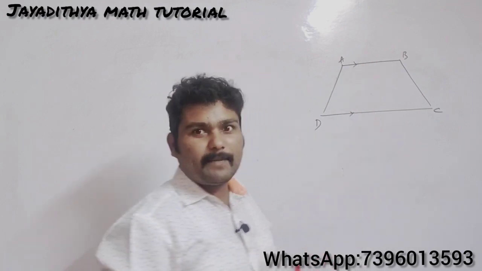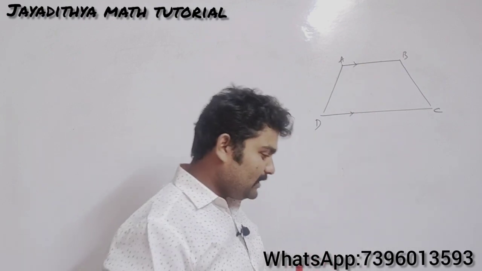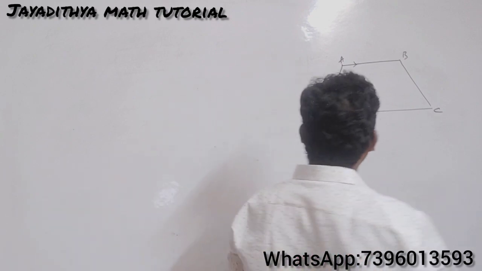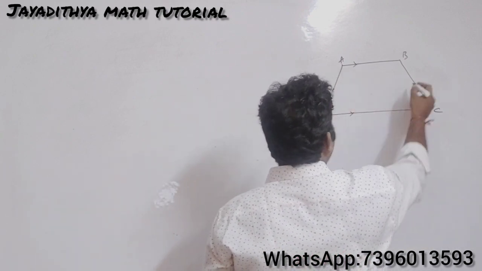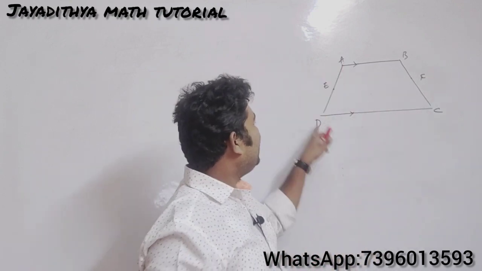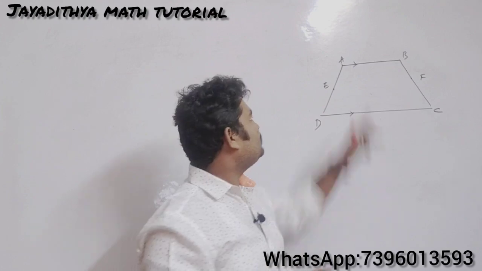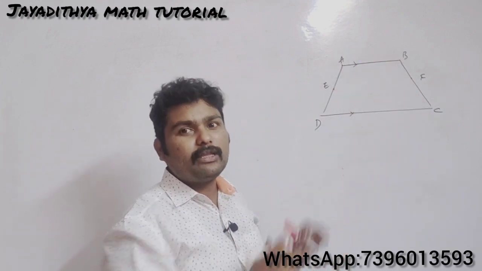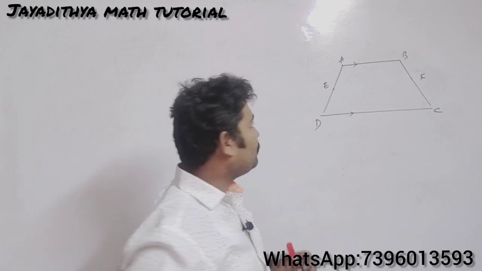That means he has mentioned the parallel sides, and he has also given two points on the non-parallel sides, that is E and F. E and F are the points on the non-parallel sides AD and BC respectively. That means on AD you have E, and on BC you have F. You should carefully draw the figure now. If you draw the figure correctly, your problem will be correct.